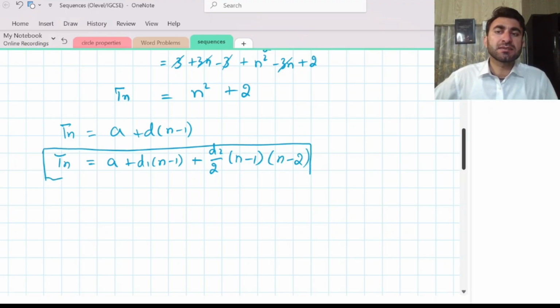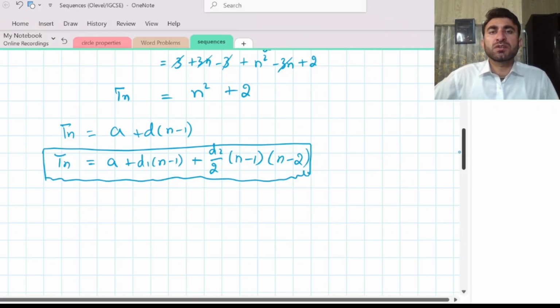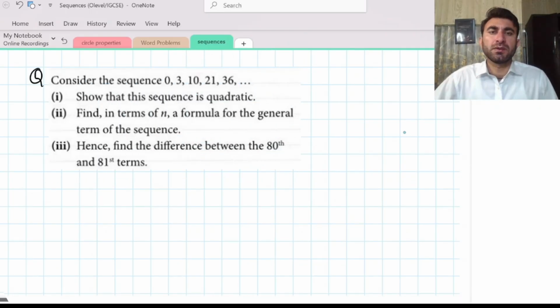Now let us discuss another question, and that will explain more about the quadratic sequences. Okay, now see this question. It states, consider the sequence 0, 3, 10, 21, 36. Show that this sequence is quadratic. So in order to show that it is a quadratic sequence, we will prove that its second difference sequence is a constant sequence. So let us write the terms first.